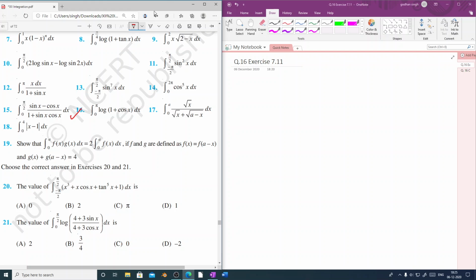Question number 16, exercise 7.11: integrate log of 1 plus cos x dx from 0 to pi. So let us solve this 16th one.